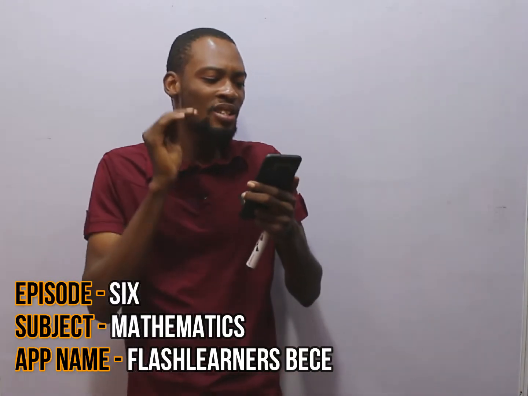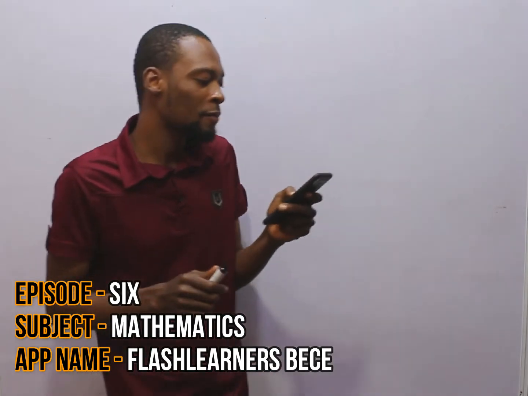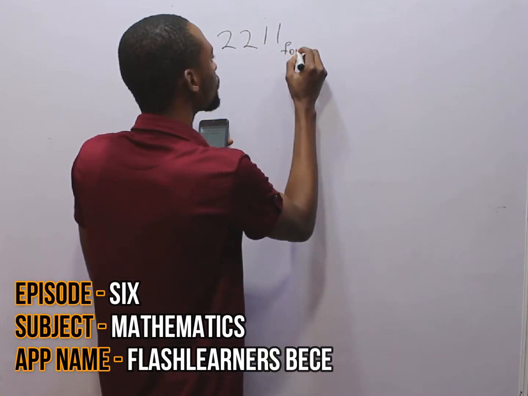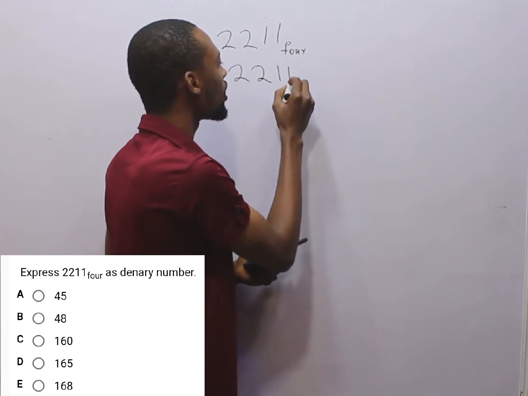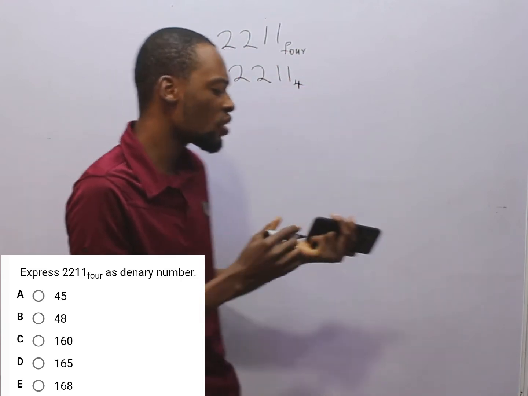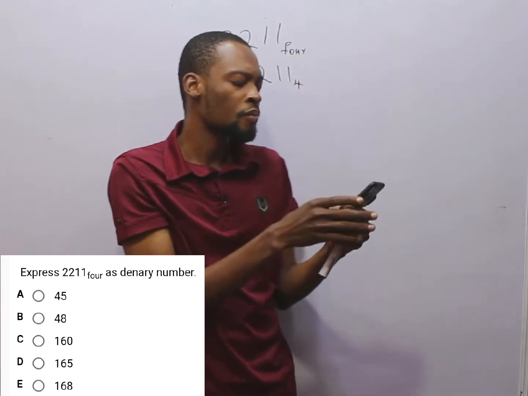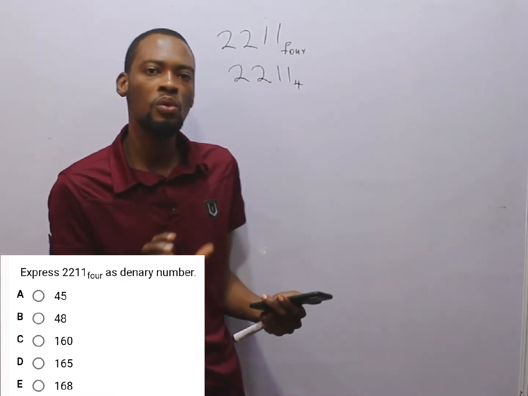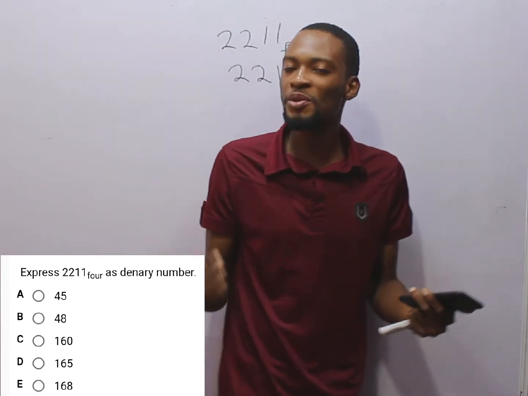Look at this question. It says, express 2211 base 4 as a denary number. 2211 base 4 can be written as 2211 with a subscript 4. This is under number bases. We are to convert this number to denary. What is another word for denary? It is simply base 10. So we are converting a number from base 4 to base 10. How do you do that?